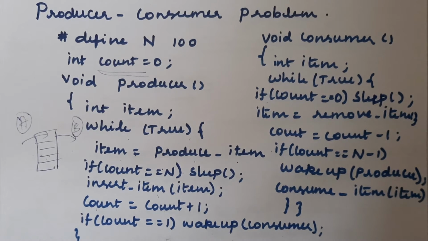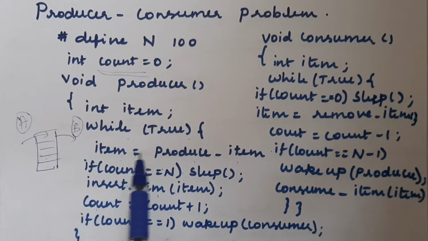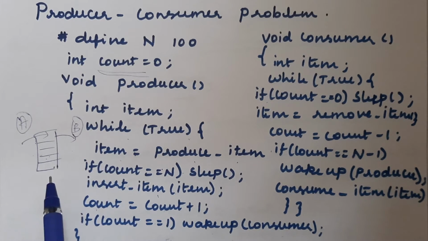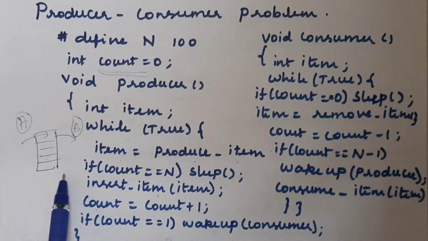So what does it mean? Count value equal to 1 means we have stored one data item in the buffer. So the buffer has one data item, and the consumer has to remove that item from the buffer. It has to perform its own set of operations. So we are just implementing this wake up consumer. So the consumer will be resumed. If it is already in sleep mode, then it will be resumed and it will perform its operation, right?